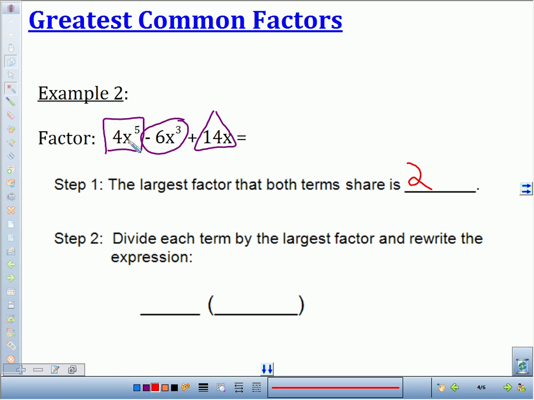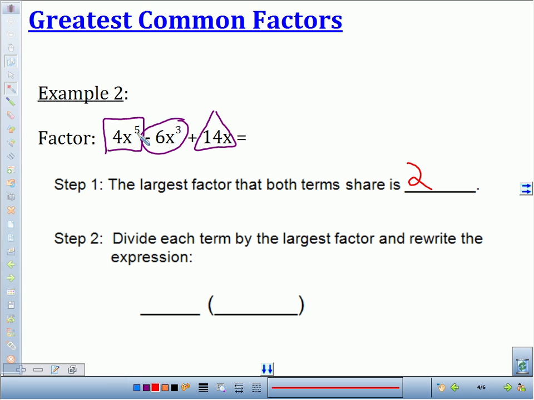But you'll also notice that they all share this x term. I have x to the 5th, x to the 3rd, and x. That means that x is also a factor of these three terms. And when I look at that, I say, okay, x is also a factor. What's the largest exponent that is a factor?